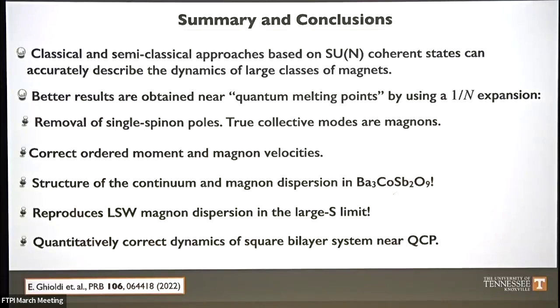And moreover, for this other material, something I didn't mention is that if you take the large-S limit, once you add these fluctuations, you recover linear spin wave theory. That's something that was not possible to do with the saddle point. People were trying to do it for years, and they couldn't recover the correct linear spin wave theory in the large-S limit. The reason is that you need to go beyond the saddle point. And finally, you get the quantitatively correct dynamics for the QCP of this bilayer antiferromagnet. So thank you for your attention.